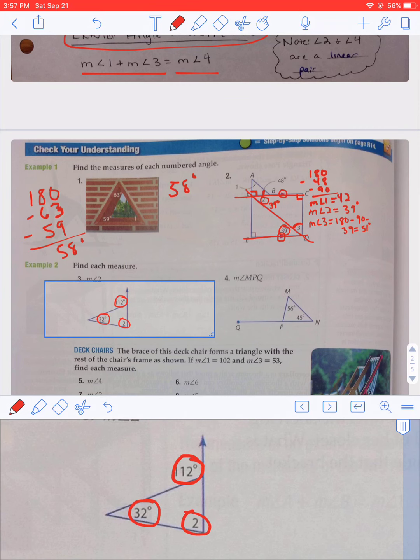Now, there is a way to do this without using this theorem, to be honest, because if you think about it, we know these are a linear pair, right? So if you take 180 minus 112, you'll figure out this angle right here. And then you can subtract 32 from that, add that angle you just found, add 32, subtract that from 180 to find angle 2. But that's a lot of steps, and that's not utilizing what we're supposed to be learning in this lesson.